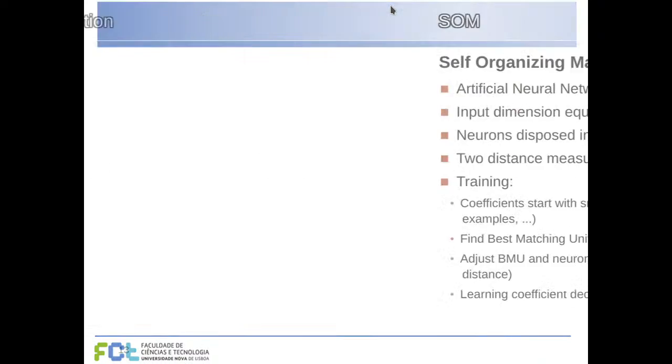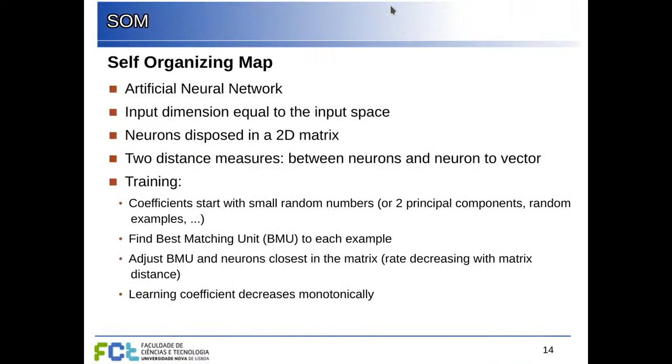This is a kind of neural network that has quite a long history now. We have the input dimension, so the input to the neurons is the input space. We are going to feed our data into the neurons. But the neurons are related to one another in a two-dimensional matrix. So we can measure two distances between the neurons.